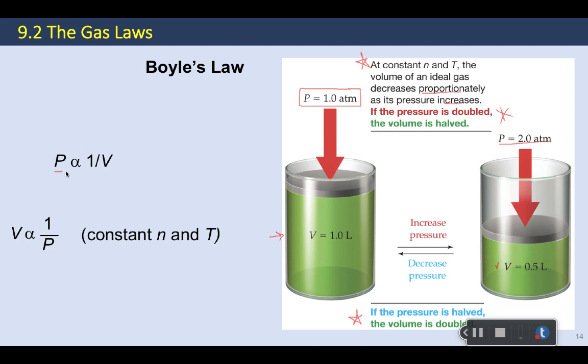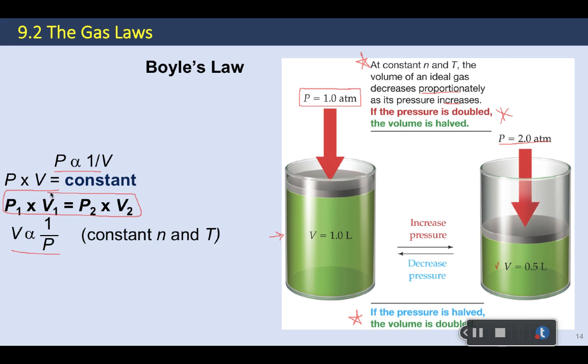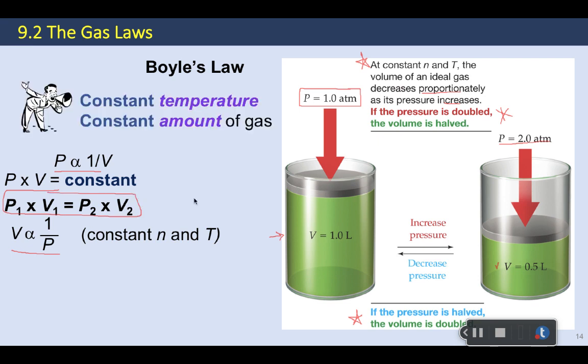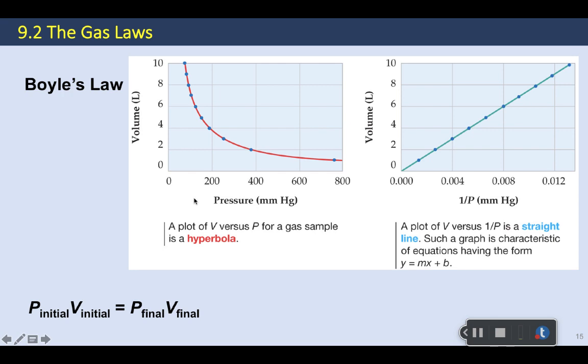You can say pressure is inversely proportional to volume, or volume is inversely proportional to pressure, as long as number of moles and temperature are constant. And another way of using that is to say pressure 1 times volume 1 equals pressure 2 times volume 2, which fits with the examples shown at the right. So at constant temperature and constant amount of gas, that kind of property will hold.